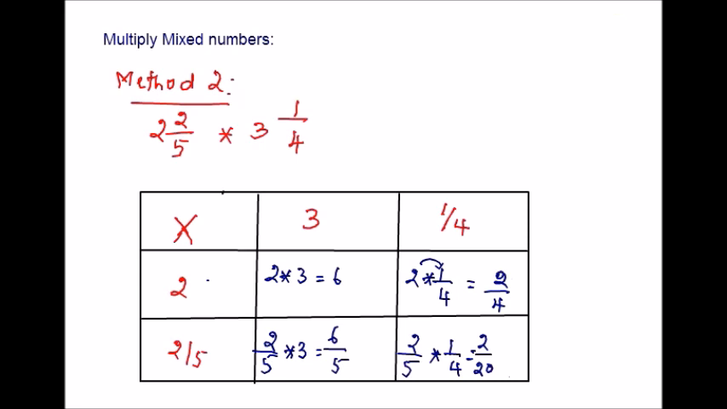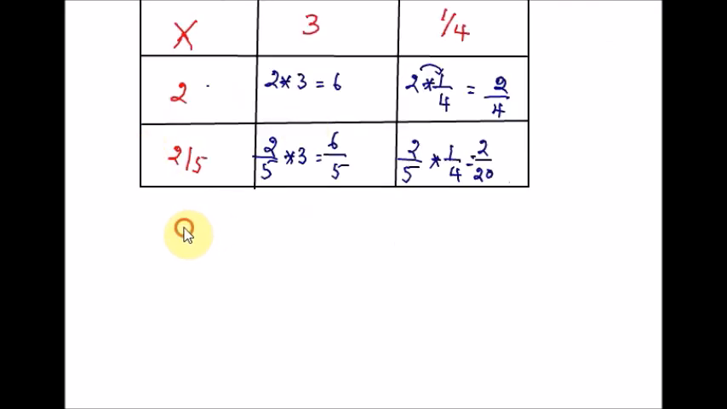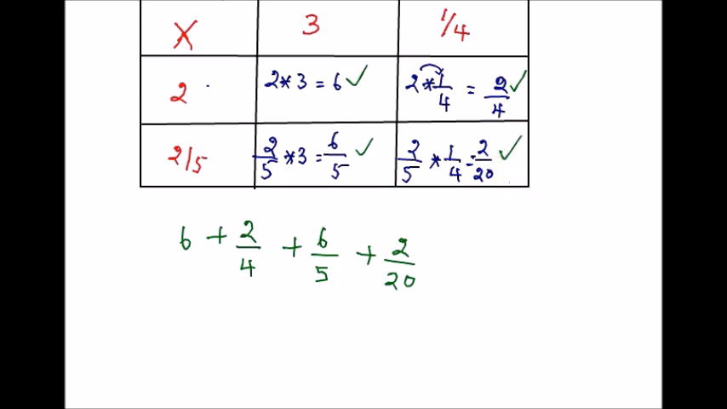We are done with multiplication so far. Last, we add up all the products inside the table. Let me add 6 plus 2 over 4 plus 6 over 5 plus 2 over 20. I'm just adding all the answers I got in each cell. Although you did not have to change to improper fractions, you do have to add fractions with unlike denominators. So I'm going to convert each of the fractions into a fraction with denominator 20. So I could easily add up all the fractions and keep the whole number as it is.